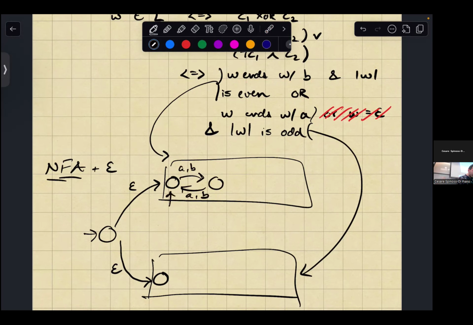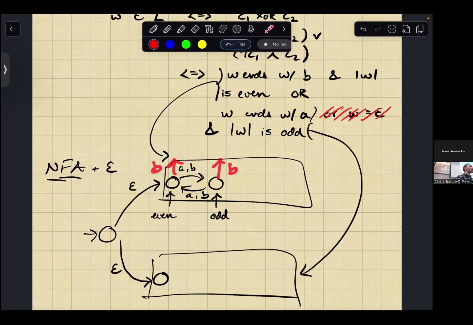This is the state that encodes strings of even length, and this is the state that encodes strings of odd length. And at some point I need to accept the string, and I'm only going to accept the string if I finish with a B. So now, can anyone tell me whether I should finish with a B from here or from here?